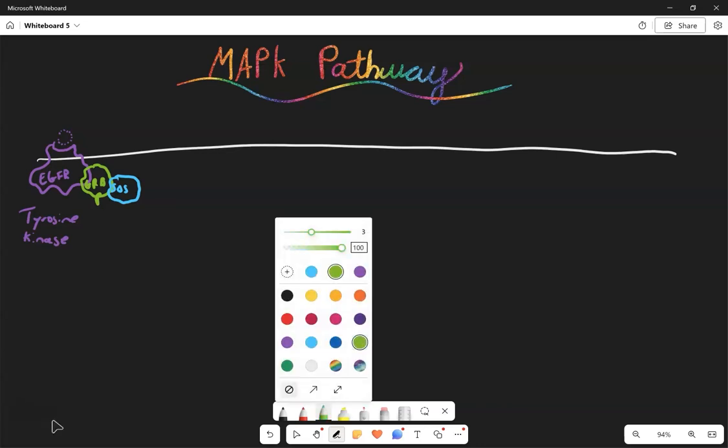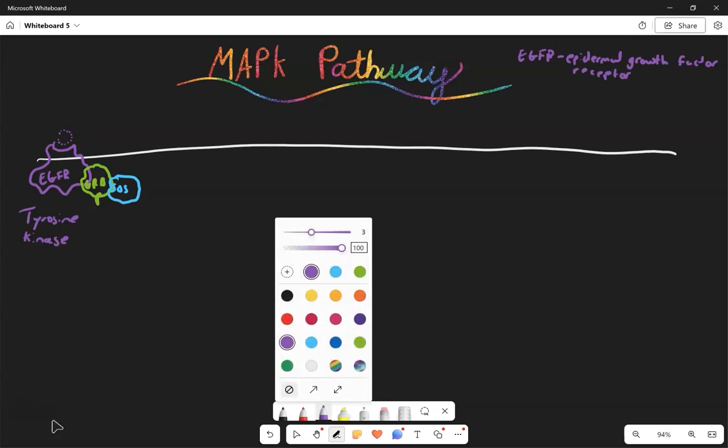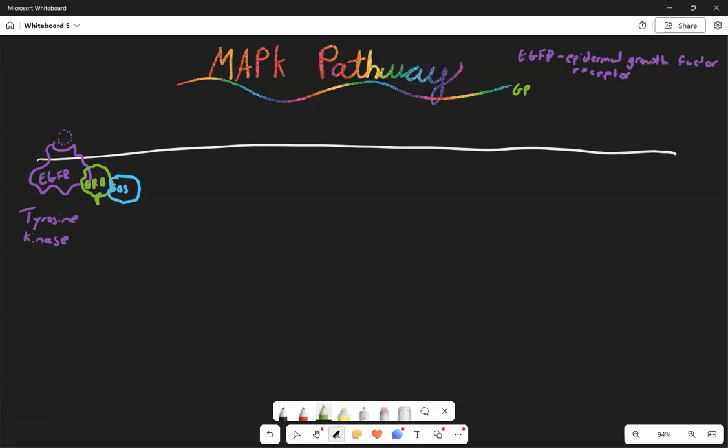So let's start our little acronym alphabet up here. EGFR is epidermal growth factor receptor. We have a GRB, which is growth receptor bound protein. We have SOS, it stands for son of sevenless. That's a cool name, right?